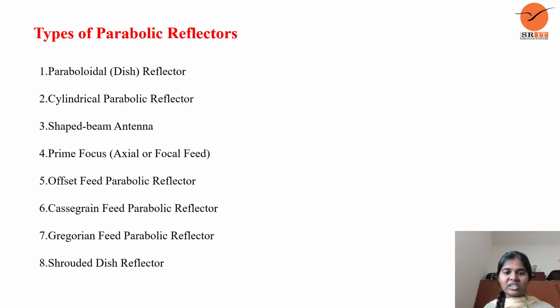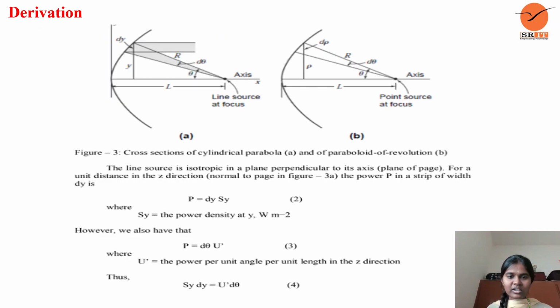Types of parabolic reflectors: these are the types of parabolic reflectors. Paraboloid dish reflector, cylindrical parabolic reflector, shaped beam antenna, prime focus, axial or focal feed. Next, derivation of parabolic reflectors.